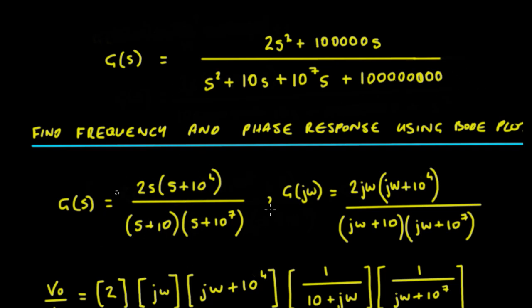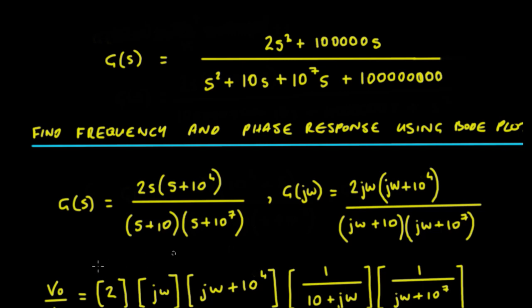Now if we wanted to get purely the frequency response, we just replace the s with j omega. So we're left with 2 times j omega plus 10 to the 4, upon j omega plus 10 times j omega plus 10 to the 7.